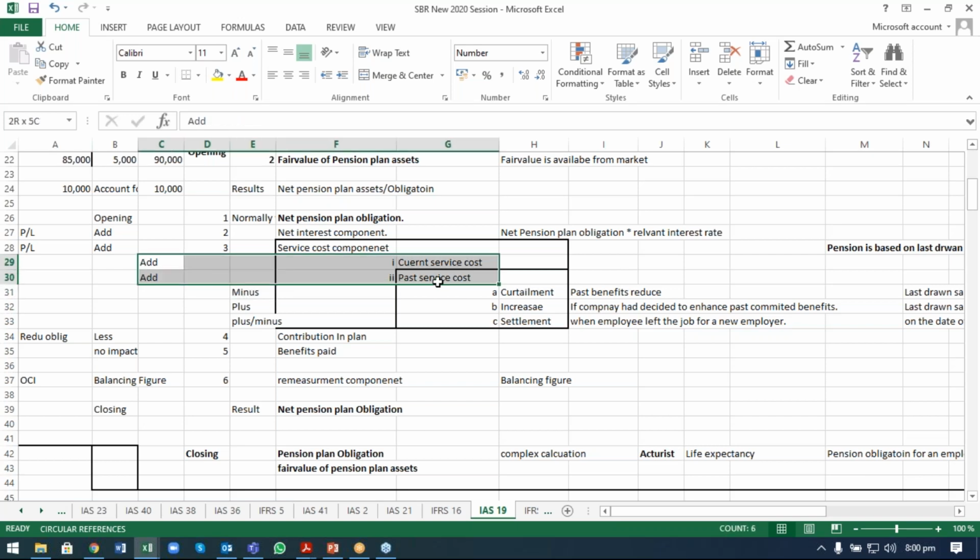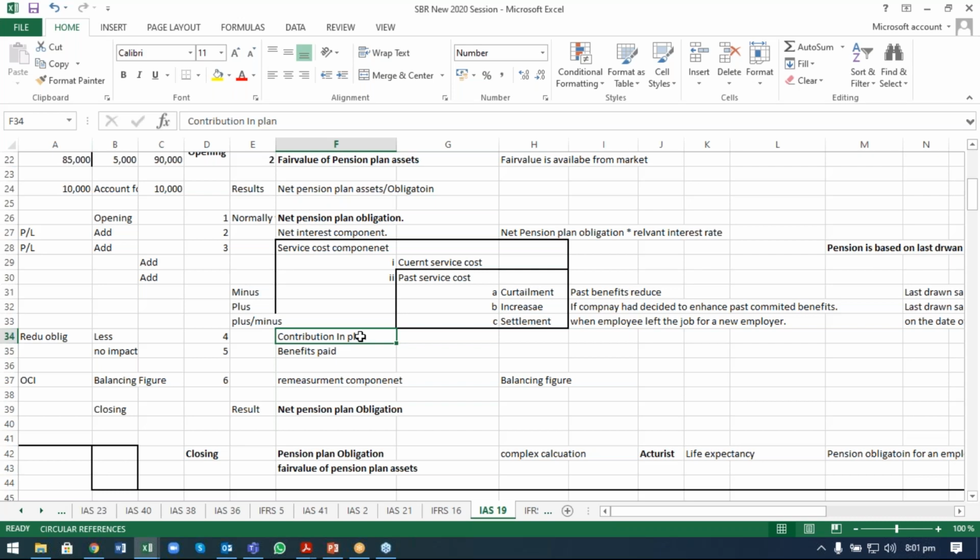Both should normally increase the expense. That is a normal practice, but it could be possible that the past service cost component might have been reduced because a curtailment happened during the year. So these should be added, and both of these two constitute the service cost component, and this service cost component should be added to the net interest component. You can see opening balance, add net interest component, add service cost component, and then you have to deduct the contribution in the plan.